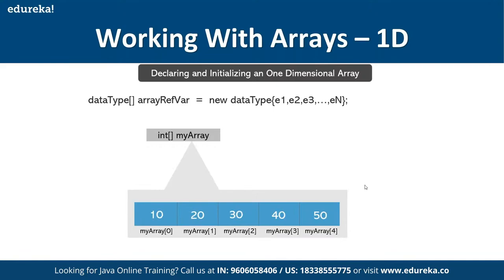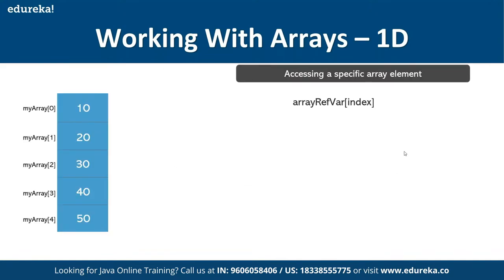All right, moving on. To access any array element, as I've mentioned already, we mention the array name, and inside the square brackets, we mention its index position to access any individual element from my array. So here, my array 4, when I say my array 4, it's going to pick up the value as 40. Okay, it's actually 50, guys, not 40.